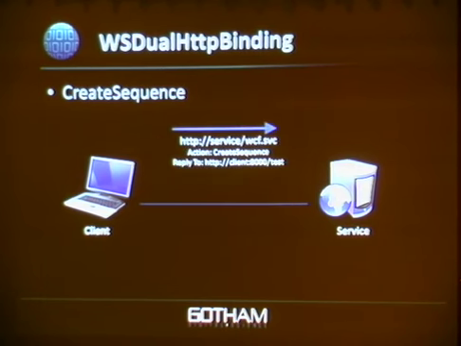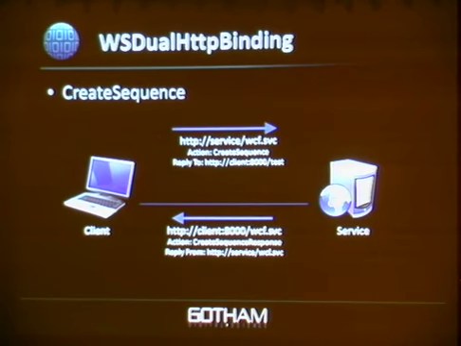The first thing you do as a client is issue a request to the service, and the action is going to say create sequence. You're going to include a reply to URL, which is your host name and the port that you are opening up to receive the callbacks on. In this example, it's client, and I'm using port 8000. The service is then going to open up a new conversation to the client and send a create sequence response to that port.